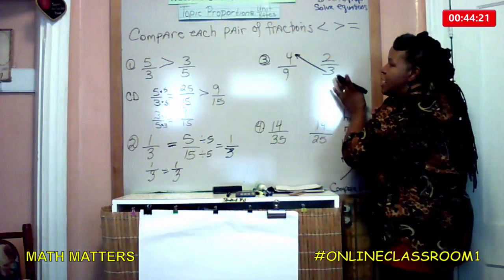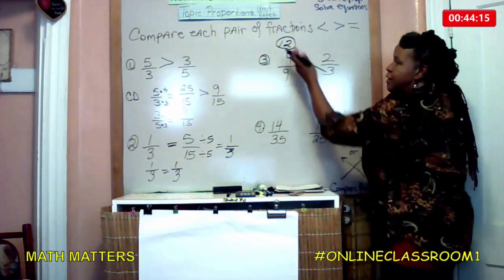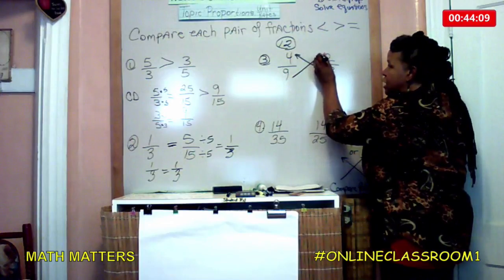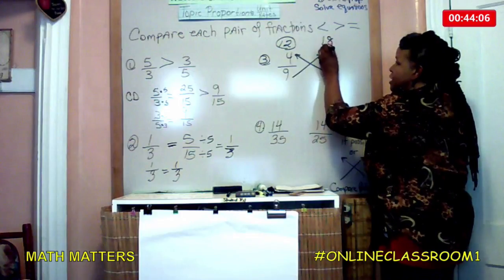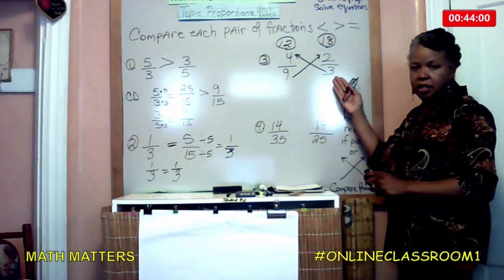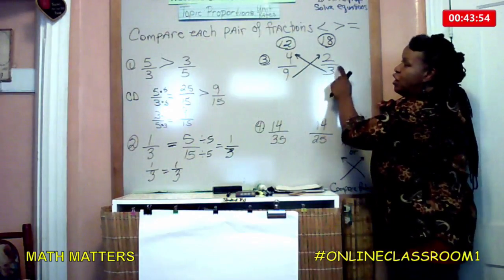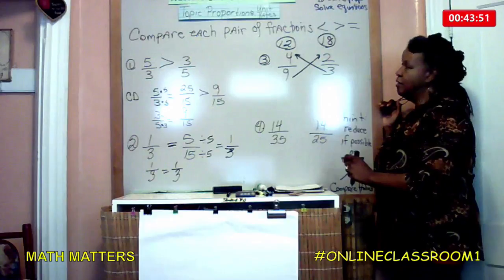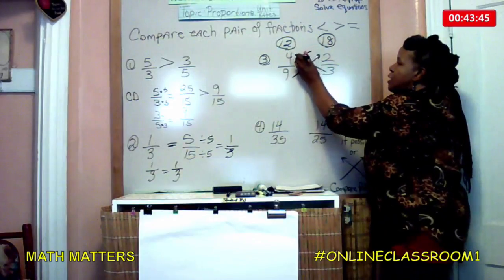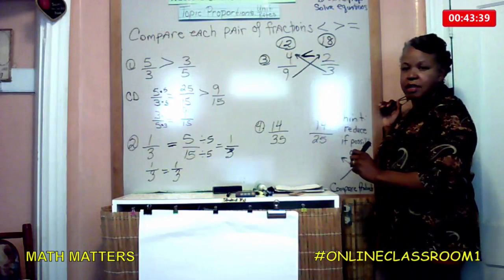Crossing upward. As I shoot upward, I get 12. That represents this fraction, in a manner of speaking. As I shoot upward this way, I get 18. That represents this fraction. Guess which one is larger? 2/3 is larger than 4/9, because 18 is larger than 12. So the answer would be 2/3 is larger. Does that make sense?